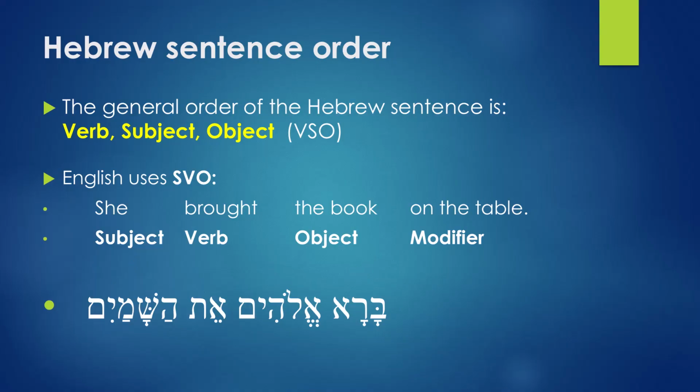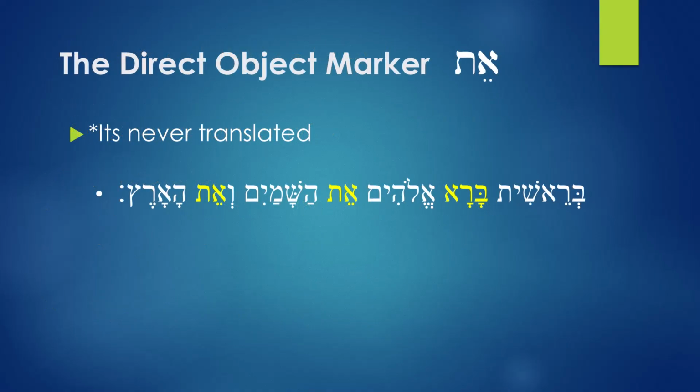Let's move on and look at something else, and that is the direct object marker. This is something that is very common in Hebrew phrases. The direct object marker is this small word, et. You may be wondering, what is its function? In English, the direct object is shown by word order. How you arrange the sentence shows which one is the subject and which one is the object. But that is not how Hebrew works.